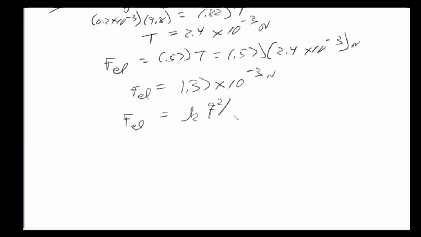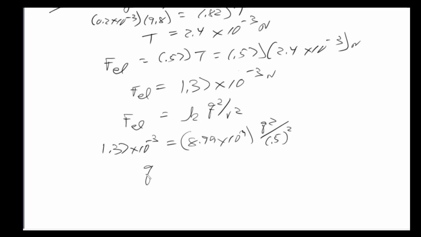But we also know that based on Coulomb's law, the electrostatic force is equal to K times Q squared over R squared, which is equal to 8.99 times 10 to the ninth times Q squared over 0.5 meters squared. And we found what the electrostatic force was. That's 1.37 times 10 to the minus 3.